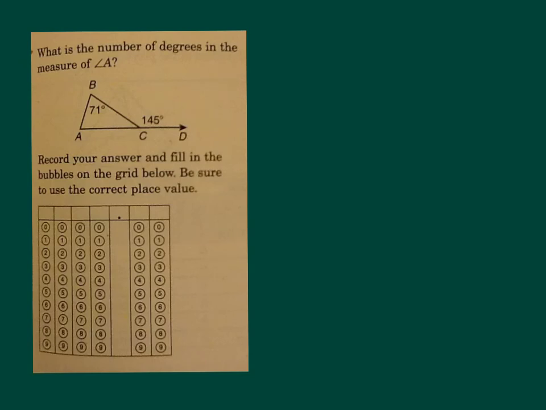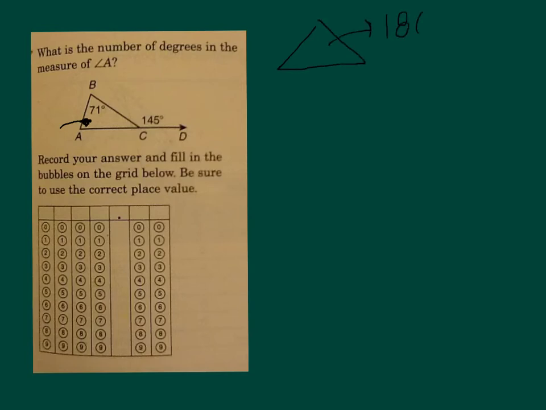Okay, so let's look at a possible problem that could be on your STAAR test. So this problem says, what is the number of degrees in the measure of angle A? Well, let's identify angle A. This is angle A right here. And that's an ugly identification, but we know that inside of a triangle, all of the angles should equal 180 degrees. So a triangle should equal 180 degrees.